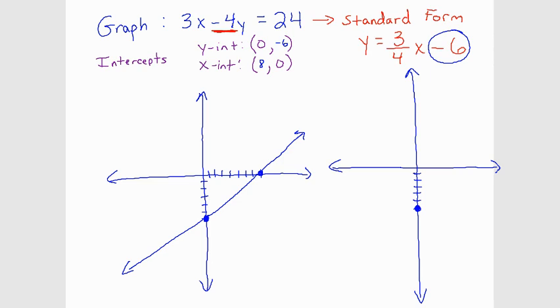And then our slope, I'll write it out in this region right here. Slope is 3 over 4, and I'm going to write it below it. That would be up 3 and right 4. Okay, so let me write it in a different color. 1, 2, 3, and then over 1, 2, 3, 4. All right, great. Let's go ahead and finish our line off.